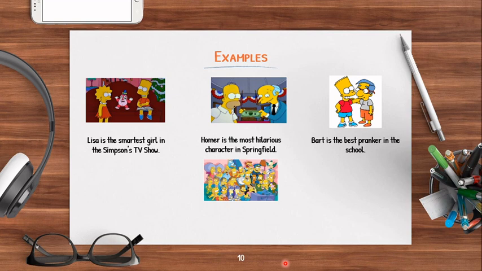So next, we have Bart. Bart is the best pranker in the school, and that is not a lie. He's the best pranker in the school.